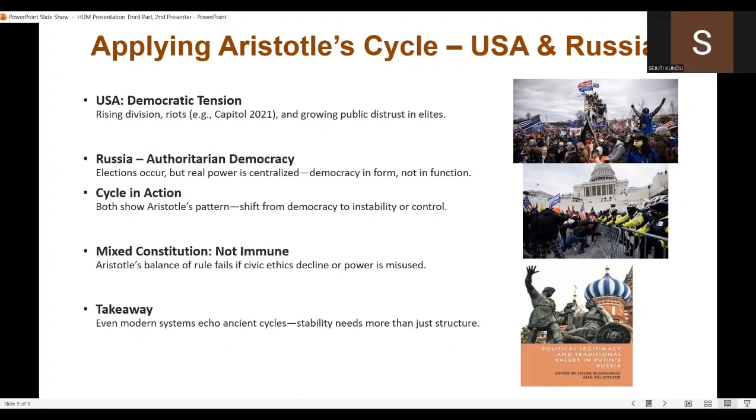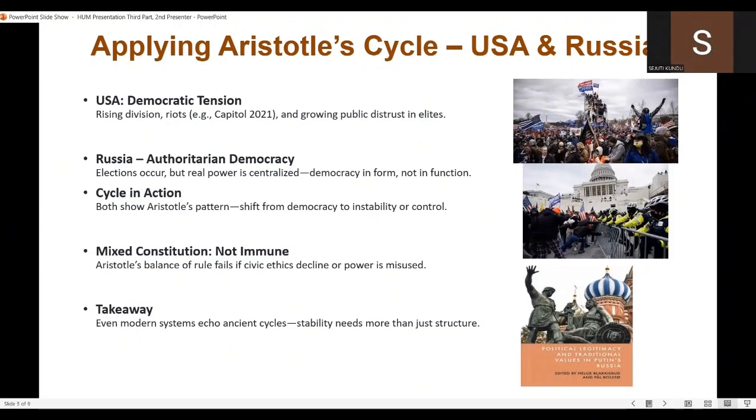Both nations illustrate shifts from participatory rule toward instability or authoritarian control, echoing Aristotle's prediction. Mixed systems are not immune without civic ethics and accountability. They can collapse or be hijacked. In both cases, structural design alone is not enough to sustain stability. These examples show how the cycle persists, shaped by ethical failure and concentrated power. Political virtue remains essential to avoid collapse.